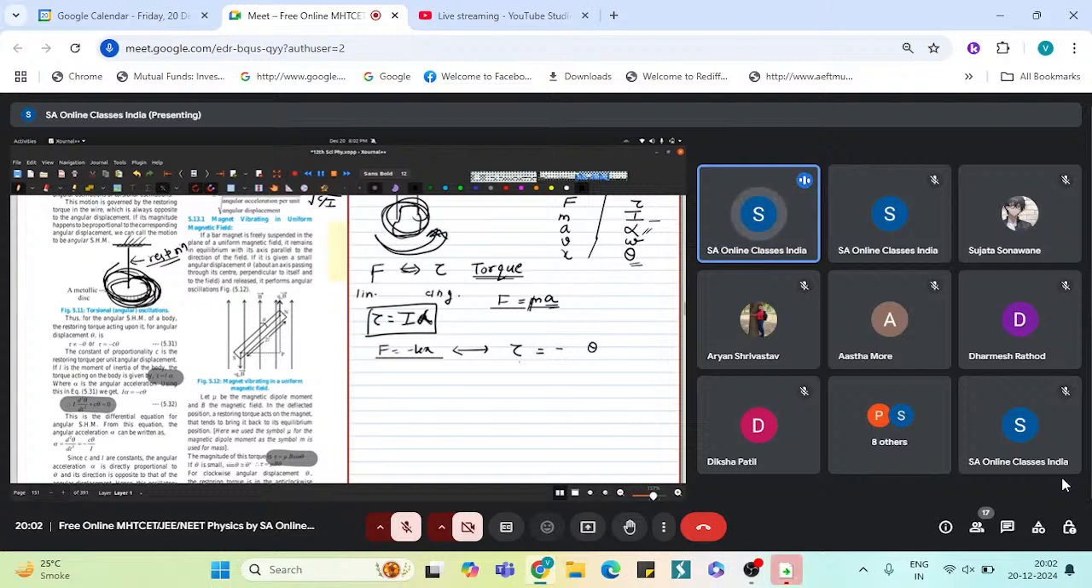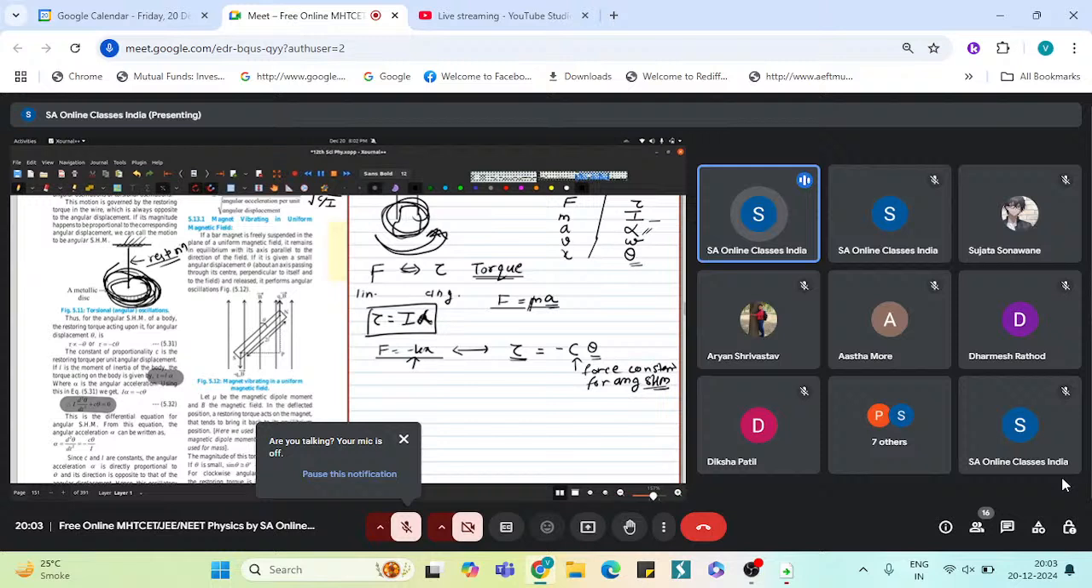So if we just draw parallels, then by that logic we will have F का equivalent torque or X का equivalent theta, and then we can just say some constant like K. Here K was the force constant. We can just say C is the force constant for angular SHM.